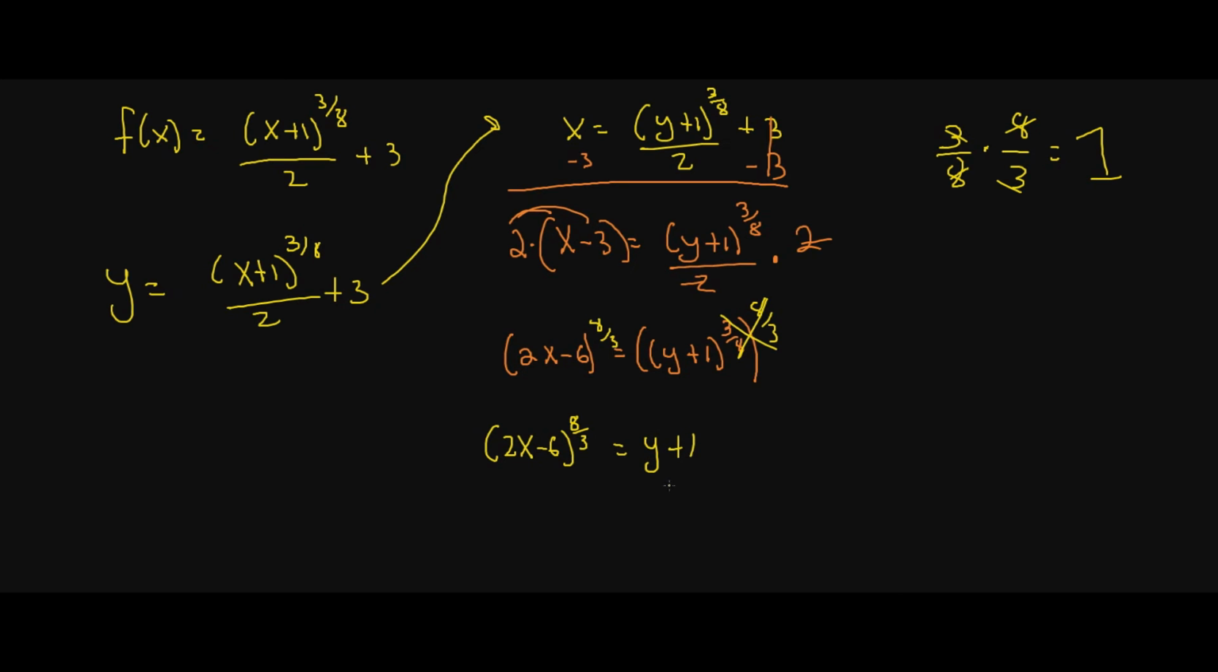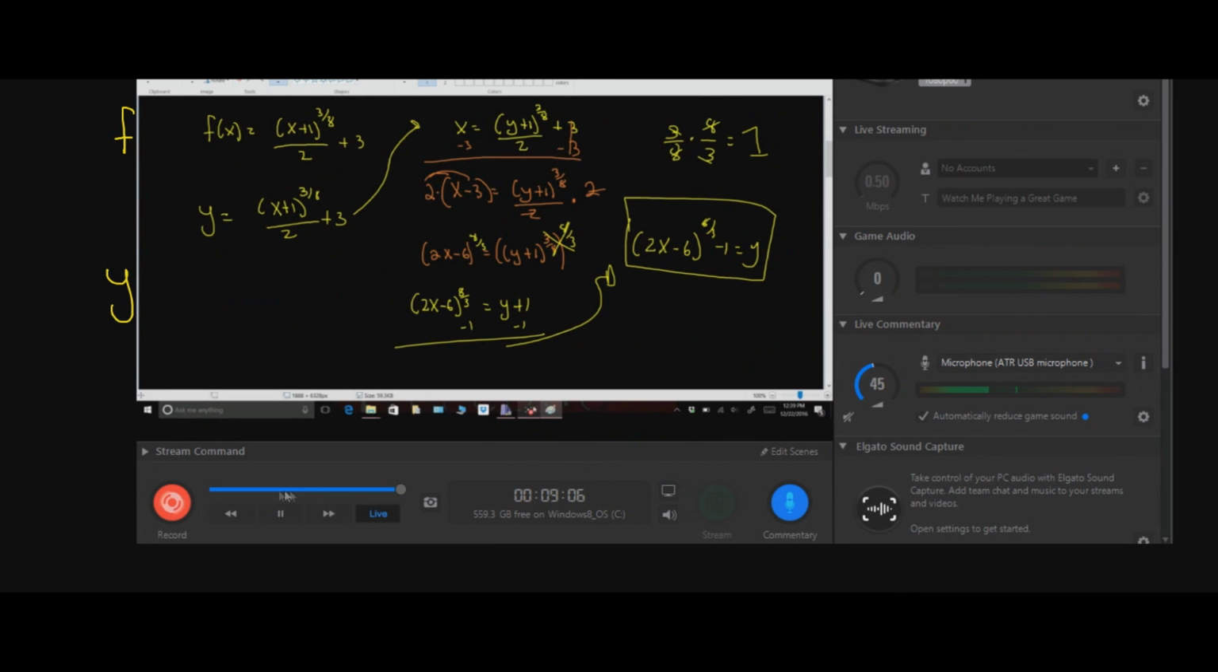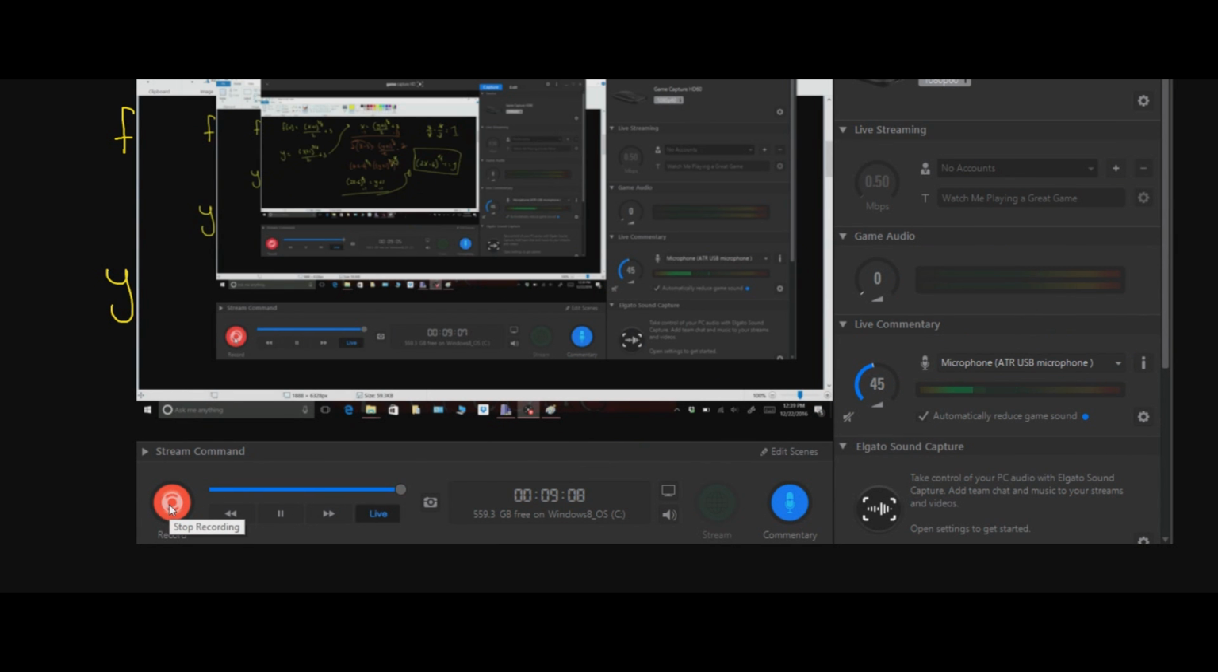And all that's left to do now is just subtract 1, my friends, and you're done. We are finished. We're going to get 2x minus 6 raised to the 8 over 3 minus 1 is equal to y. And there is our inverse. Okay. Hopefully you understand fractional exponents better, my friends. I think that was one pretty awesome lesson.